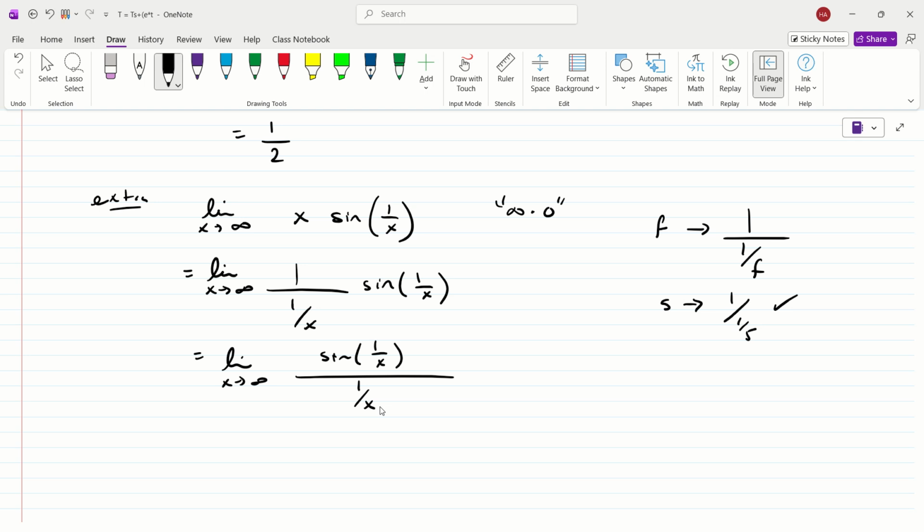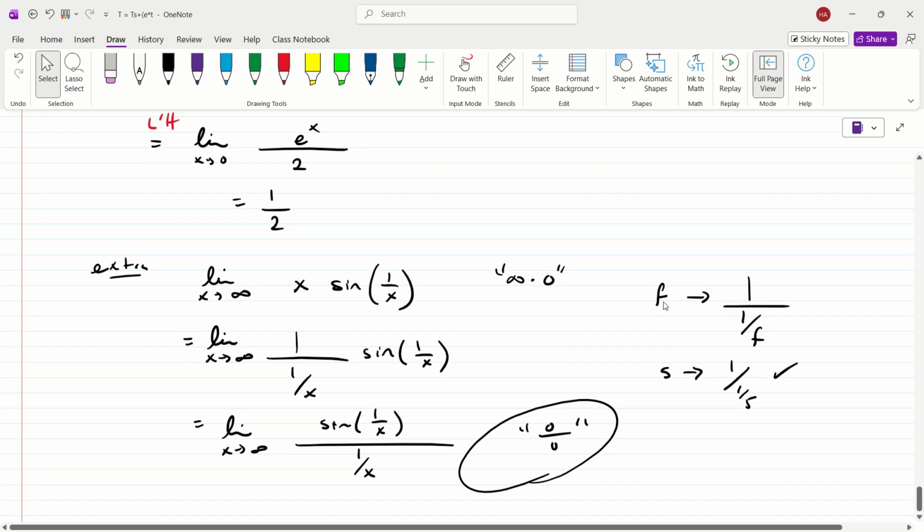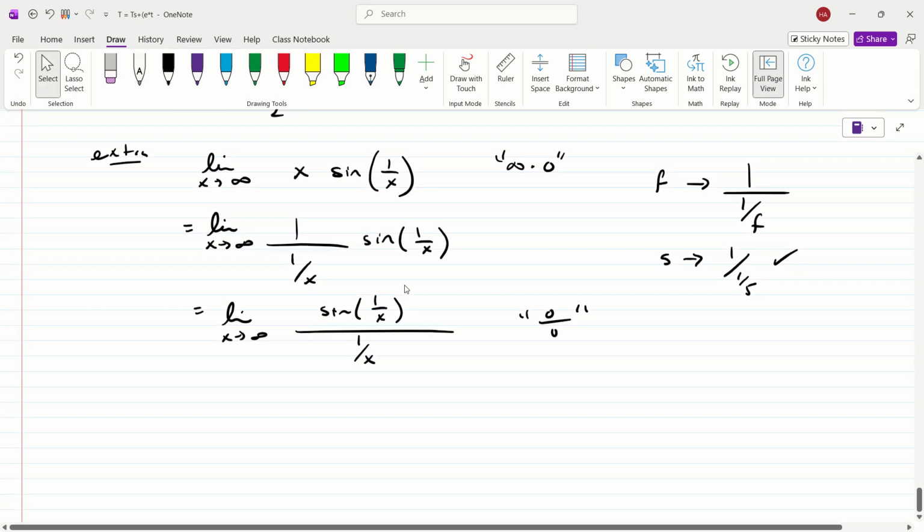Check out what happens when you plug in large values of x into this expression. For the top, if you plug in large values of x, that 1 over x goes to 0, and the sine of 0 is just 0. So the top is going to 0. And on the bottom, as you plug in large values into the x, 1 over x goes to 0. So you have a 0 over 0 indeterminate form, the same kind of structure that we saw in the last problem. So this guy is a candidate for L'Hopital's rule.